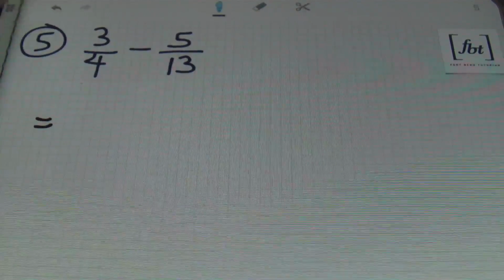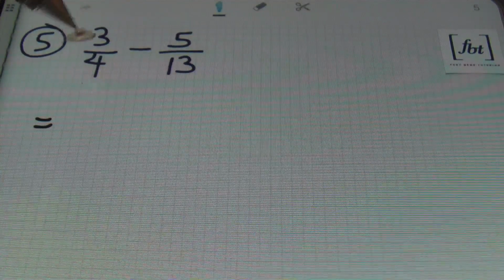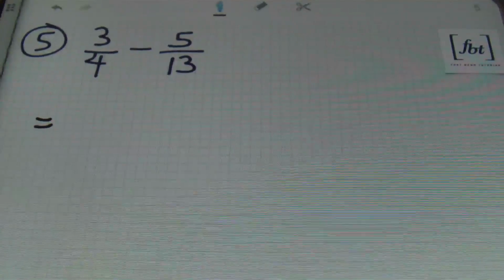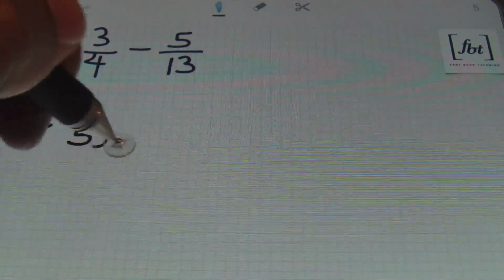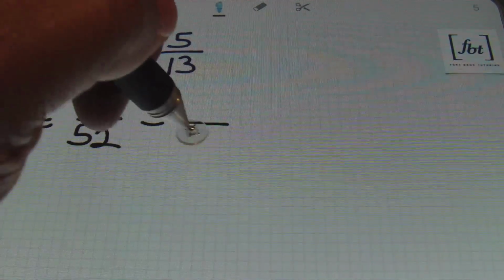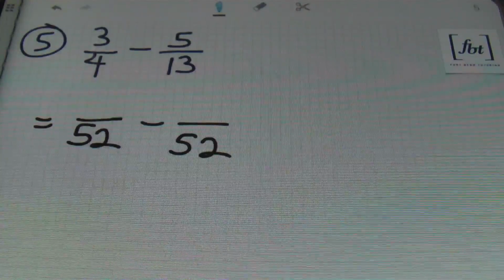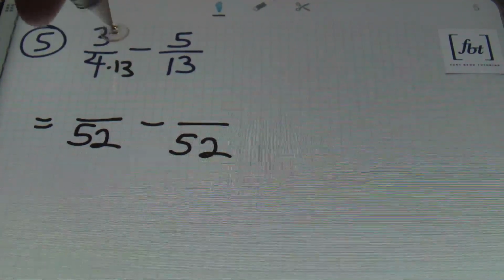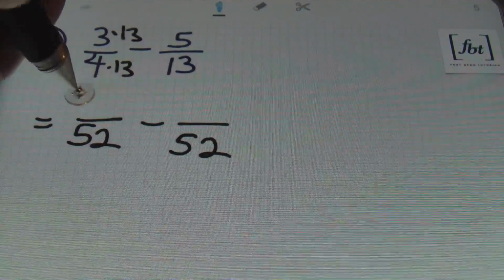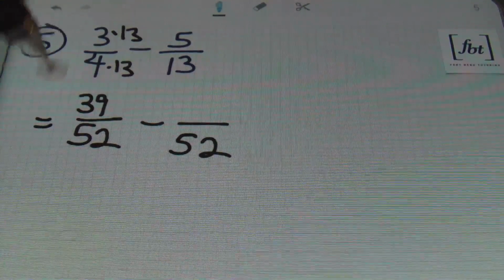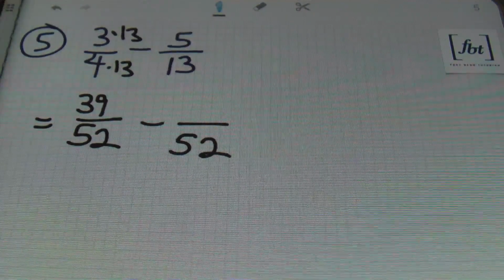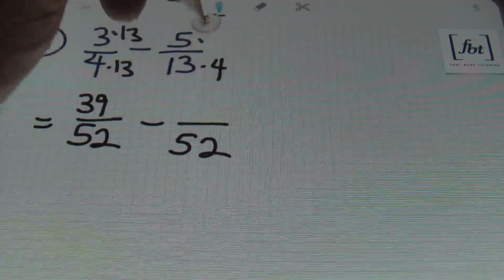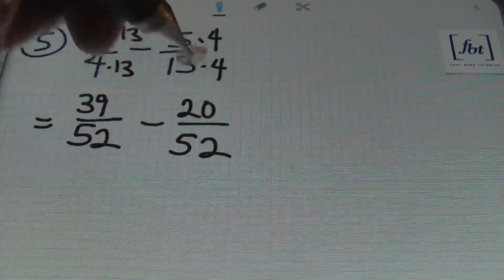So, in this problem, I'll need to find the first multiple of 4 and 13 that they have in common, and that number is 52. Yep, 4 goes into 52, and 13 goes into 52. 4 goes into 52 13 times, and so I'll need to multiply the numerator by 13 as well to give me 39. 3 times 13 is 39. 13 was multiplied 4 times to get 52, so 5 times 4 gives me a result of 20.